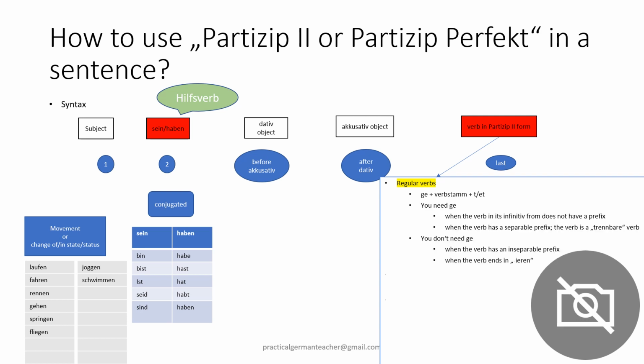I hope you could follow that. Now, also, you don't need GE when the verb has an inseparable prefix. You don't need GE when the verb ends in IEREN. You need GE when the verb in its infinitive form does not have a prefix. That is, it's just a verb without a prefix. If there is a prefix, then the prefix has to be separable. That means the verb should be a trennbare verb.